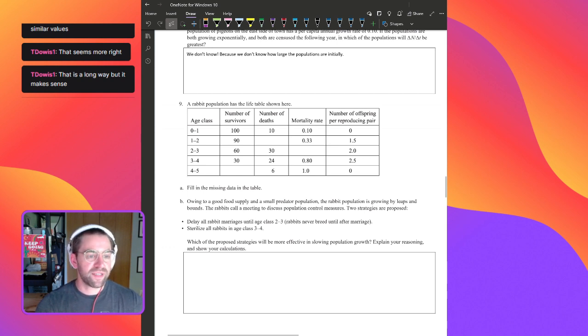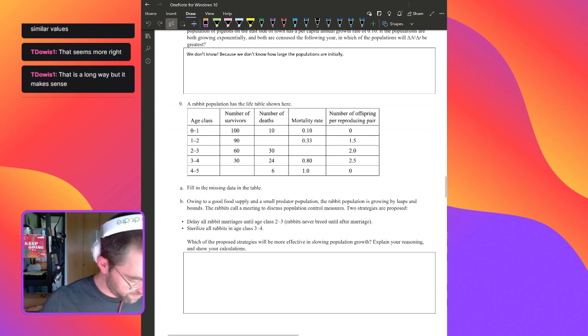How do we want to tackle this? Let's see. Oh, we've got a mortality rate. Yeah, that should work. Let me make sure that makes sense. Nope.